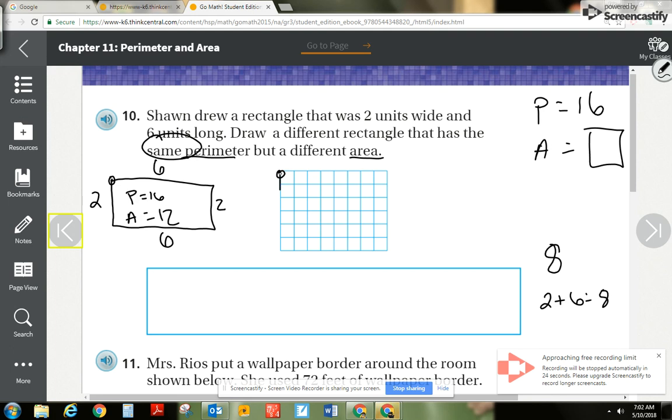So we're going to do 1, 2, 3, 4, 5, 6, 7, 8. And we'll finish off this rectangle here. And we'll take a look. Perimeter 16. Area is now 16, which is different. So that's one example. There's other ones.